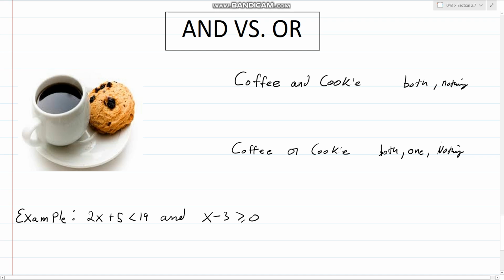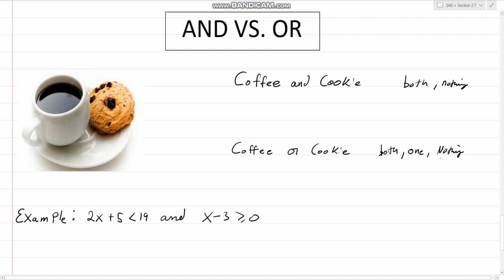Okay, so that's confusing because that's not how we use or in everyday language. We don't say coffee or a cookie. Generally, if you asked me to get you something like that, I would just get you one of those things. But in mathematics, it's both if that's possible, it's one if that's possible, or it's nothing if they don't have either of those things. However, and has to be both or nothing at all.